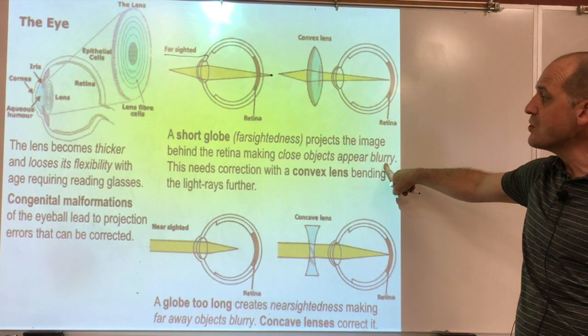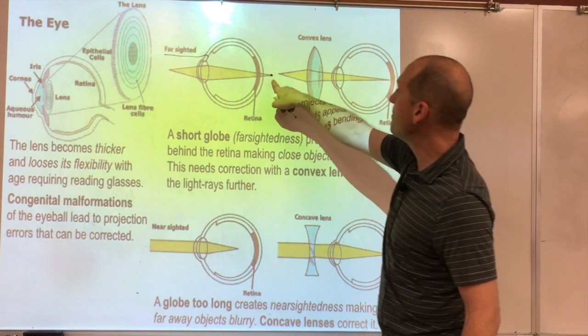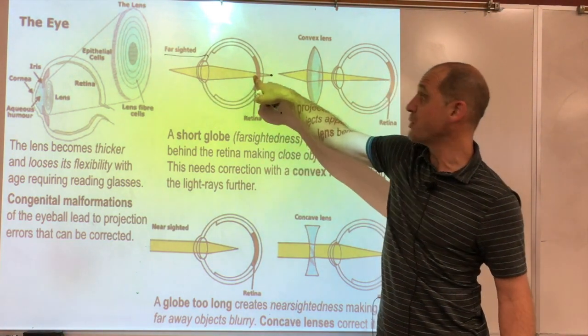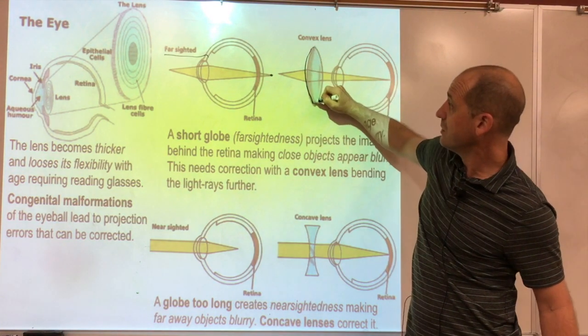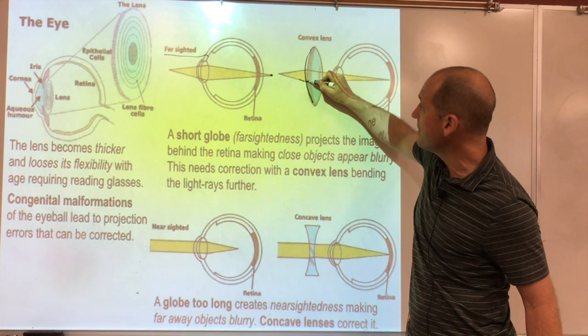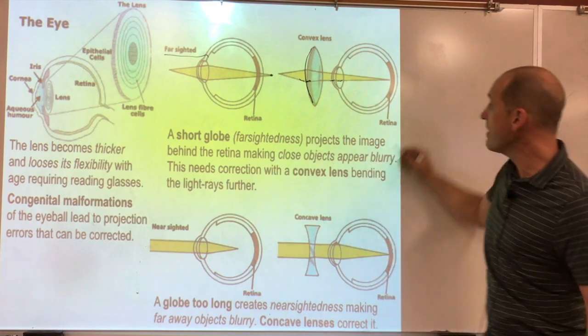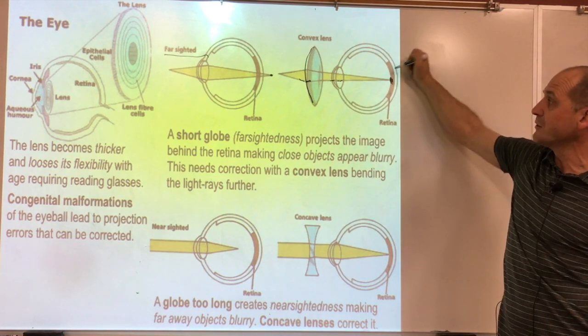So we need to correct this with a lens that bends the light even more so it projects further forward. We give it a more curved lens, so there is bending here as well, not just a little bit at the cornea and a little bit in the lens. That way, whatever lens we give them, the image projects right onto the retina, not too far back.